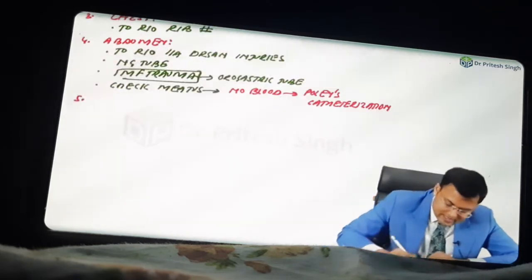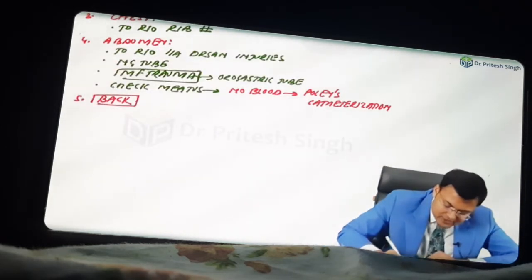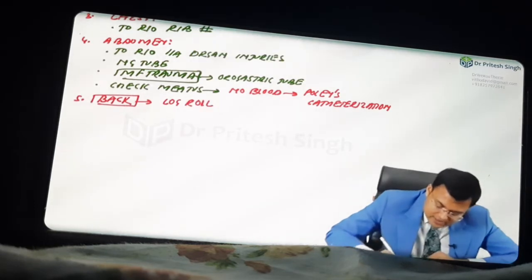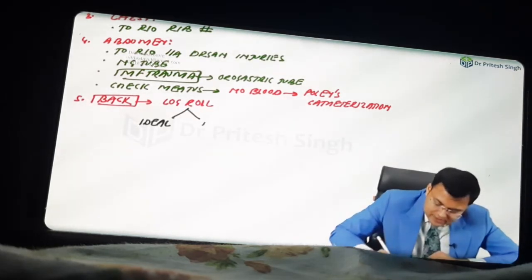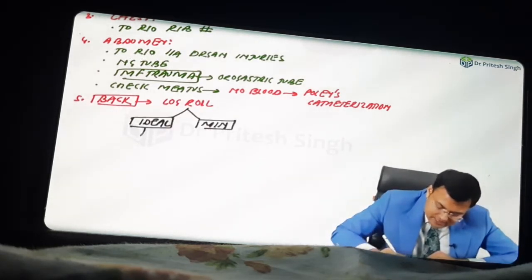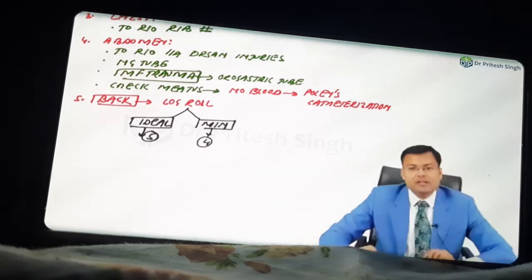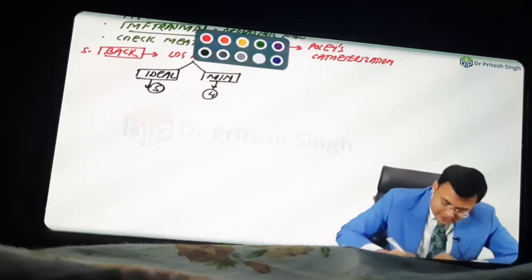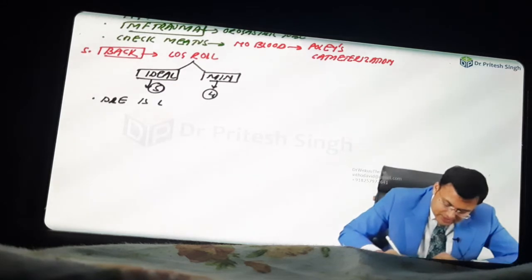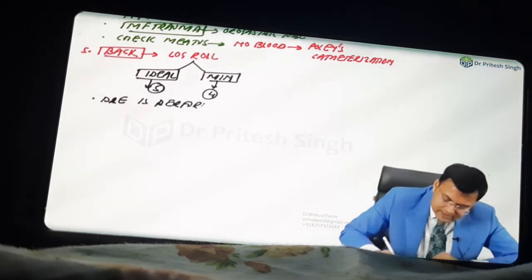After that, fifth is examination of back, and examination of back is known as log roll. Question is asked, what is the ideal number of people for log roll and what is the minimum number of people? Ideal number is 5 and the minimum number is 4. During examination of back, digital rectal examination is performed.